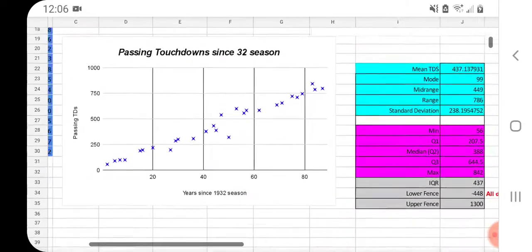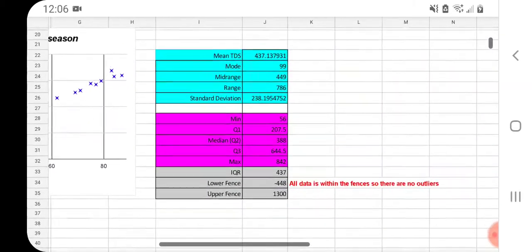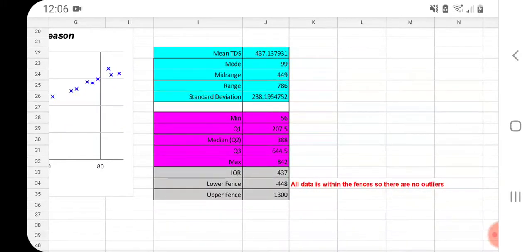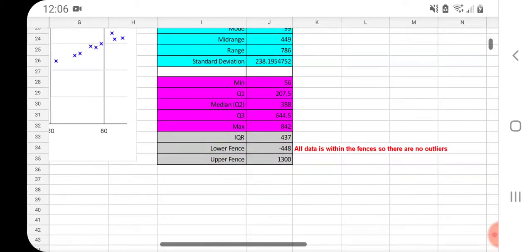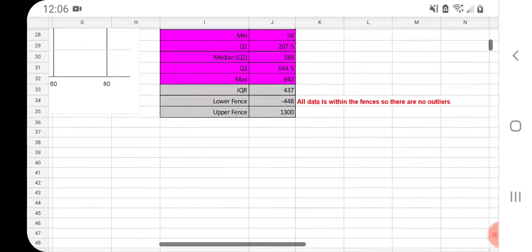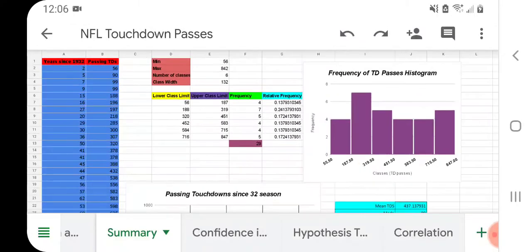Here's a little scatter plot showing it as well. The mean touchdowns per year ended up being 437.13, or just 437 because you can't throw 0.13 touchdowns. Mode was 99, midrange 449, range 786. And all data was well within the fences, so no outliers here.